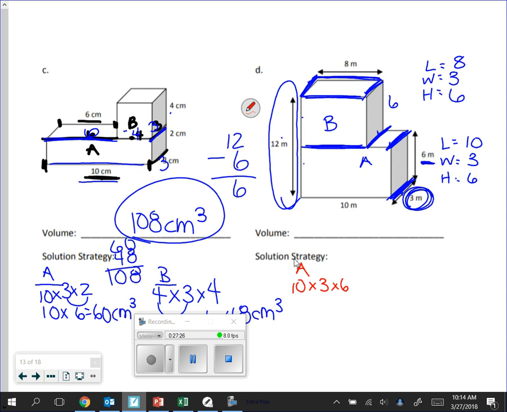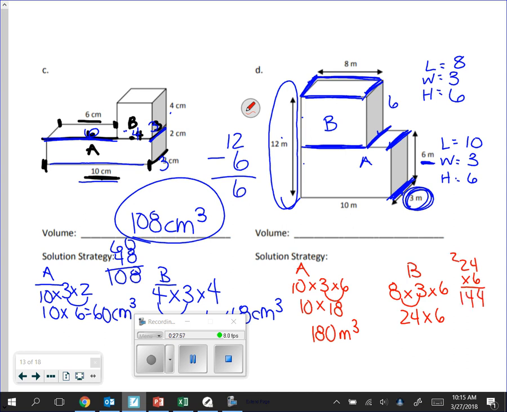Okay. So this would be, I just did 18. 10 times 18, 180. And then shape B, we know that the length was 8, which is 3 times 6. I had to do a little bit of work on this one. 24 times 6, 144. So 180 and 144.